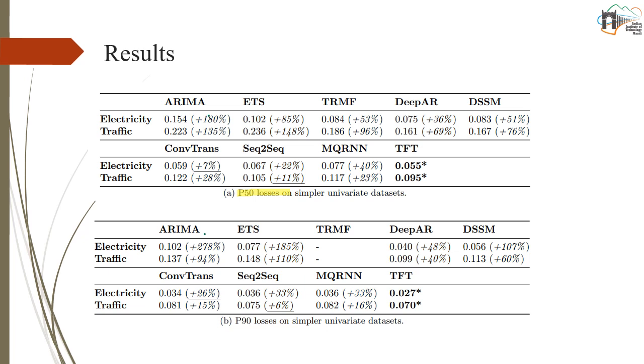But the comparison here clearly shows us the losses, for example, of these kind of regressive models like ARIMA. Our TFT based architecture had an advantage of 180% lower loss as compared to the ARIMA models in the electricity data set. And after that, there were other very popular models like DeepAR, DSSM that we talked about, then the sequence to sequence and MQRNN. Also we had significant advantages when we compare the P50 losses of our temporal fusion transformers to all these models.